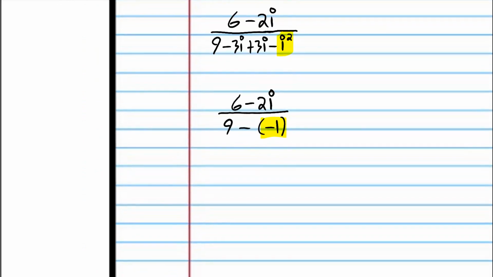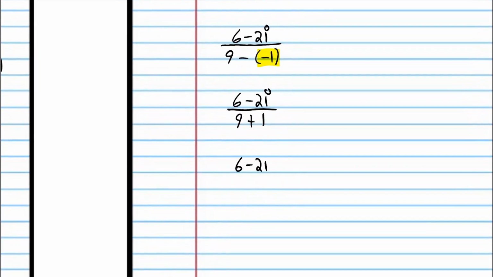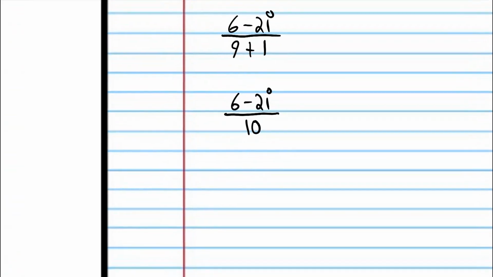So in the denominator, we now have a double negative, so we have 9 plus 1. And we have 6 minus 2i over 10. And now we're going to do something called fraction decomposition. We're going to break this fraction into 2 parts.